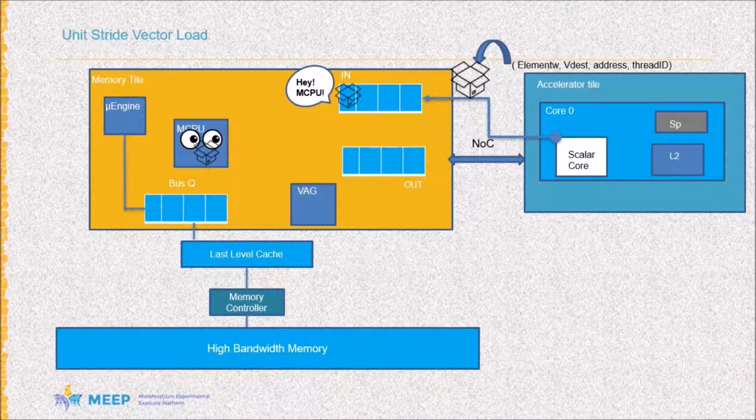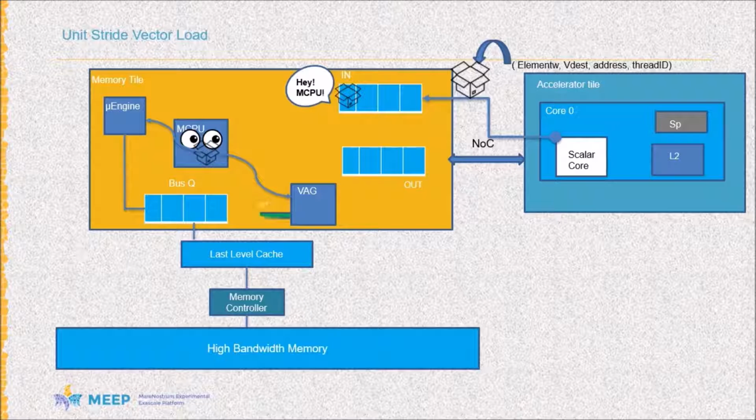The microengine is responsible for generating transactions for the instruction to be returned to the scalar core, whereas the vector address generator generates the memory requests. Once confirmed that the microengine and the vector address generator are available, the MCPU sends the instruction to both of them. In the vector address generator, the virtual address in the instruction is translated to the physical address using a translation lookaside buffer. A memory request containing the address of the data to be fetched is scheduled in the bus queue. This step will be repeated multiple times until all the data requested is fetched.